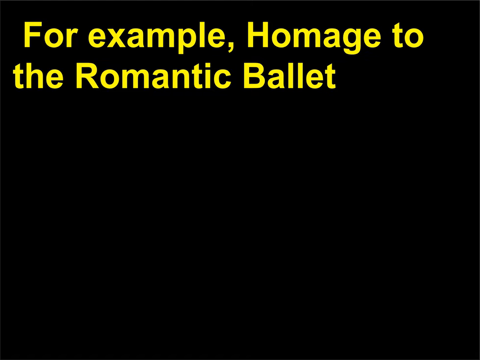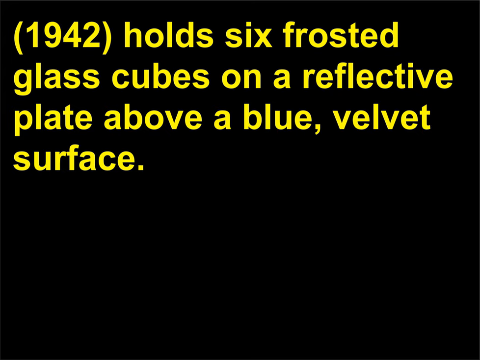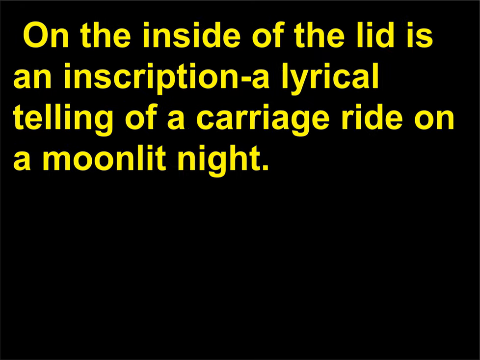For example, Homage to the Romantic Ballet, 1942, holds six frosted glass cubes on a reflective plate above a blue, velvet surface. On the inside of the lid is an inscription, a lyrical telling of a carriage ride on a moonlit night.